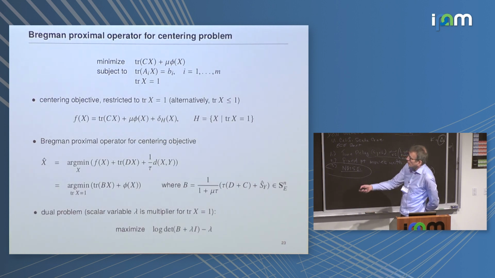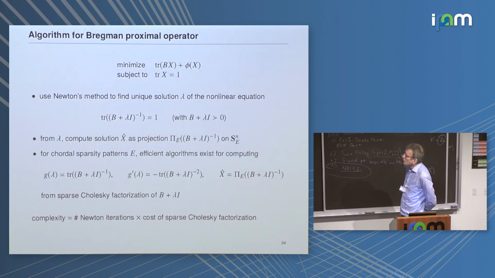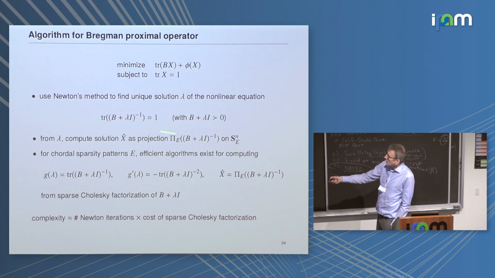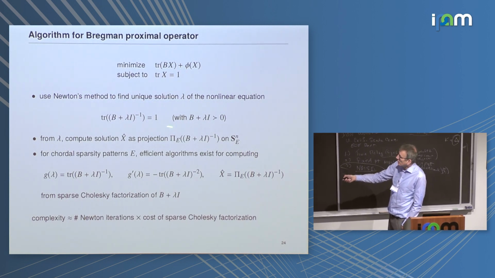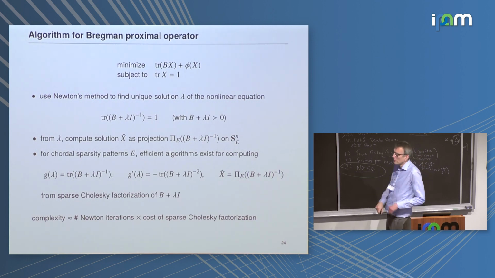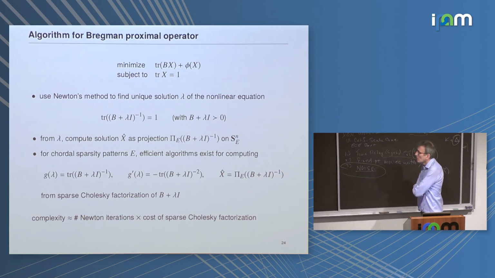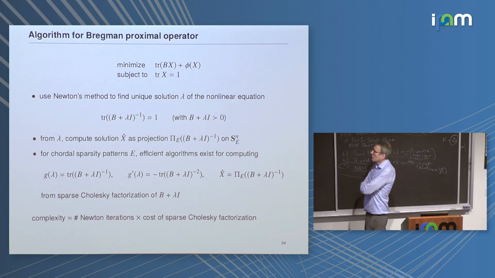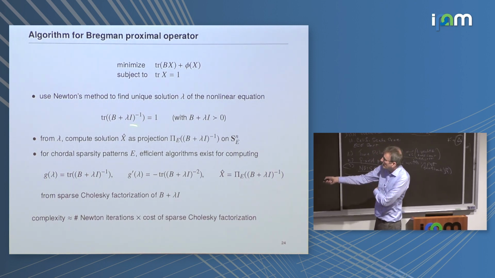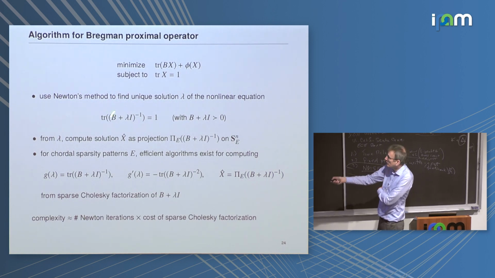So we can solve this primal problem, or the dual, or the optimality conditions, which would be this. So at each step, we solve this nonlinear equation in a scalar variable lambda. The equation is that the trace of the inverse of this sparse positive matrix B plus lambda I is equal to 1, and you want the largest root of that equation. If you solve this by Newton's method, for example, then you have to evaluate this function for each lambda at each iteration, and its derivative, which is defined like this.